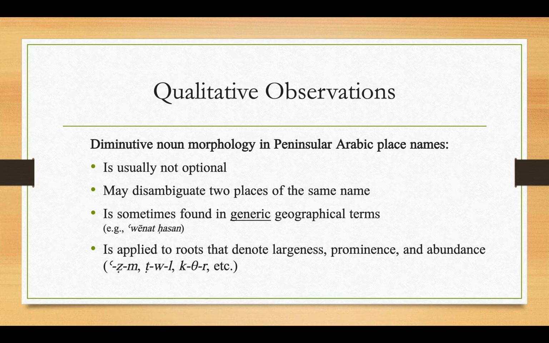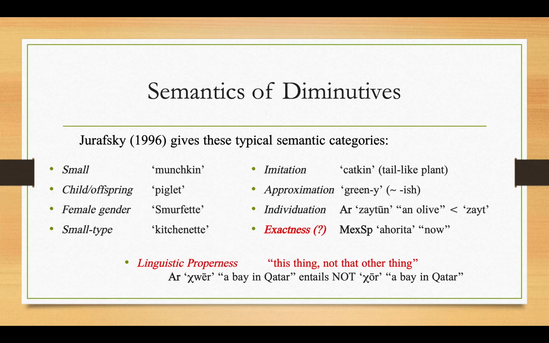The diminutive form was often applied to roots that literally denote largeness or prominence. So there's a place called Tawel in the data, which if you tried to translate it, assuming that diminutive means small, you would end up with the rather awkward translation of little long or little tall. So there's a suggestion here that there may be an augmentative sense, which has been suggested before by Brockelmann.